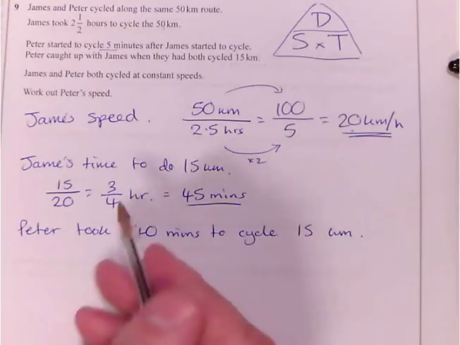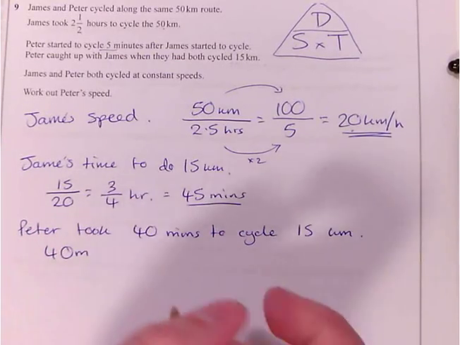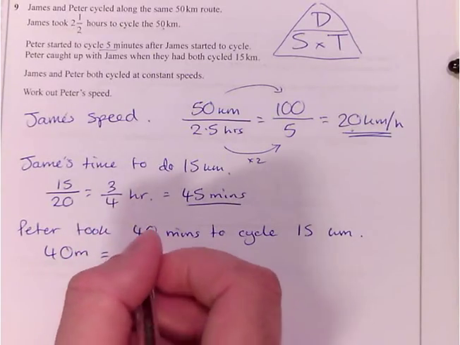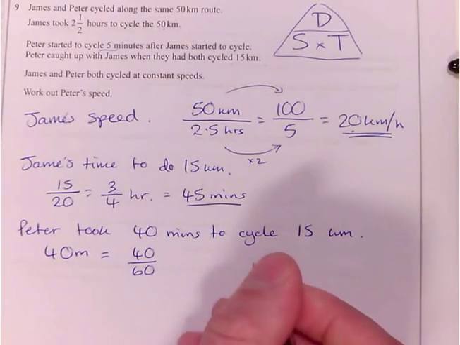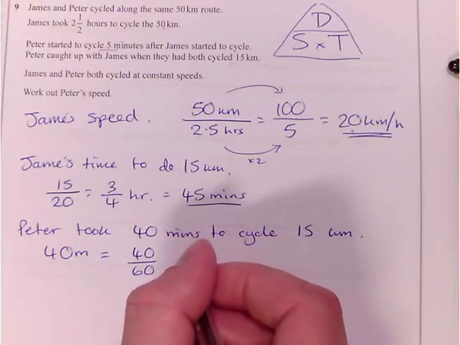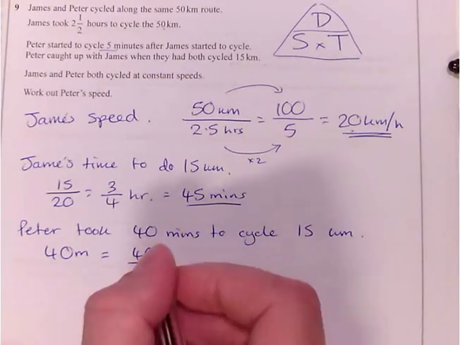Now 40 minutes in hours would be what? Well, that's 40 out of 60 minutes. 40 out of 60 minutes, I could say that's 2/3. Now I would make that down to 2/3.